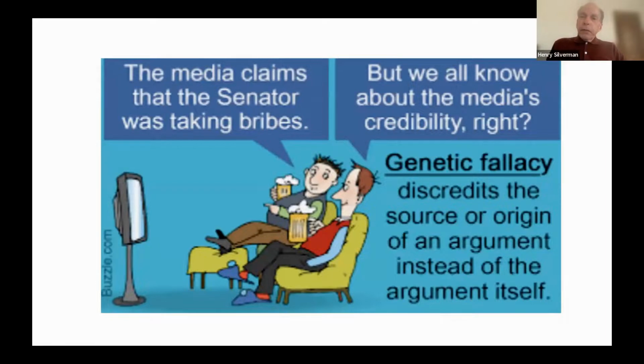So a genetic fallacy also occurs when one tries to discredit the source or origin of an argument. So it works both ways. You either support your argument by discrediting the source, or you support your argument by claiming the source is good. So that's a genetic fallacy because you're looking at the origin of the claim. It's something like a false authority.